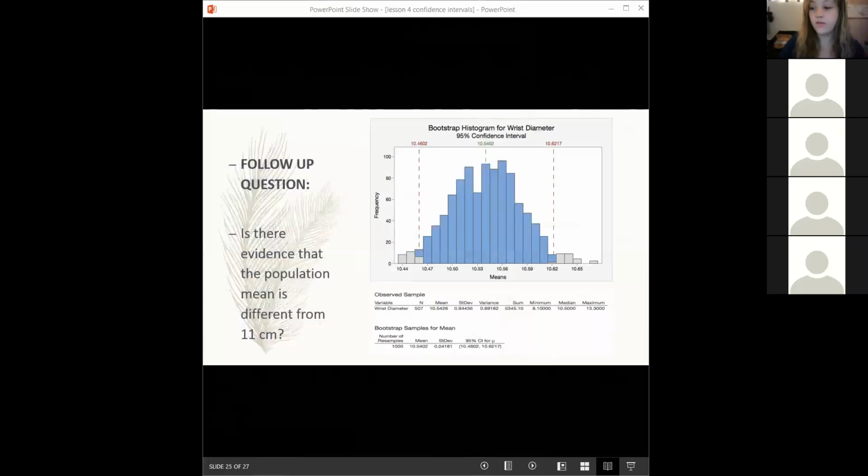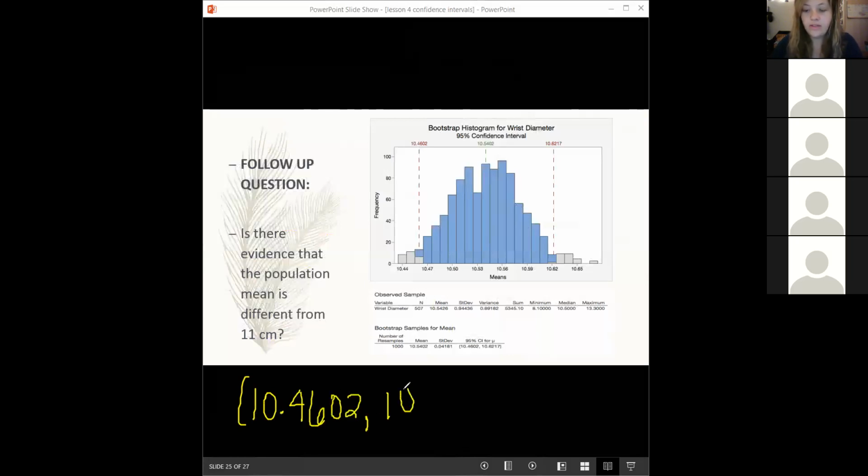Okay, so let us think about this. We figured out our confidence interval is, once again because it's so small, 10.4602, comma, 10.6217. Okay, so it's asking, do we think that we have evidence that the mean is different from 11 centimeters?